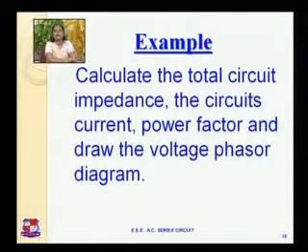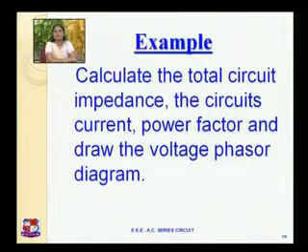So one RLC series circuit is given to you. The value of resistance, the value of inductor, and the value of capacitor are given. The supply voltage is given to you. The frequency is also given. So you have to find the total circuit impedance, the circuit current, the power factor, and draw the phasor diagram. So first of all, you have to find the circuit impedance. The equation of impedance is already derived: Z is equal to R plus jX.